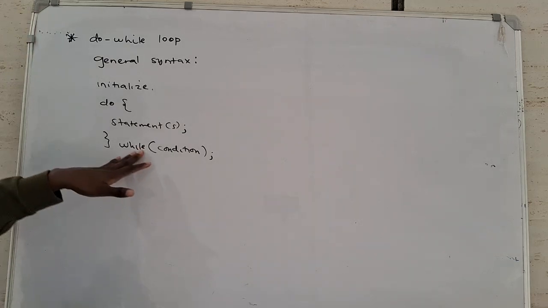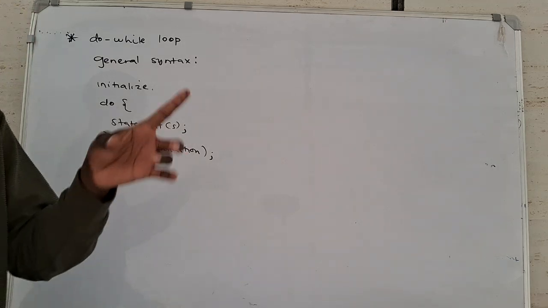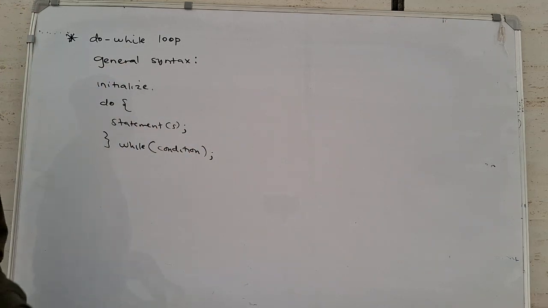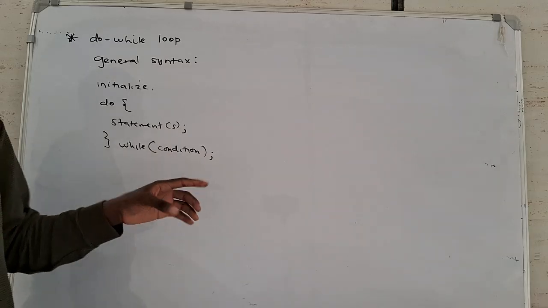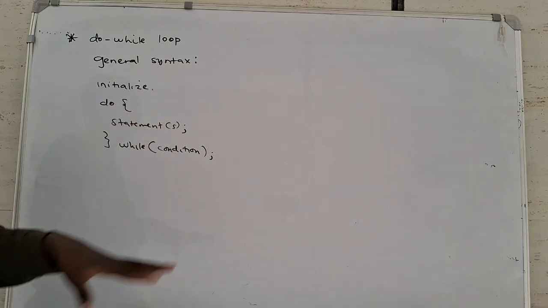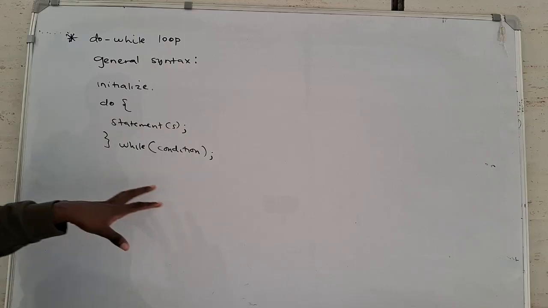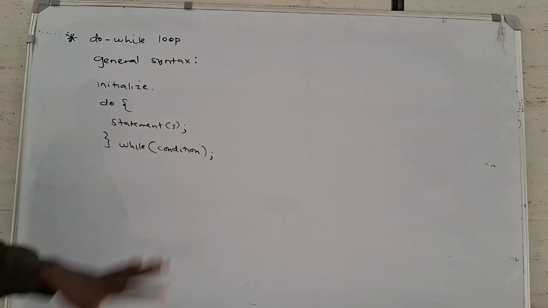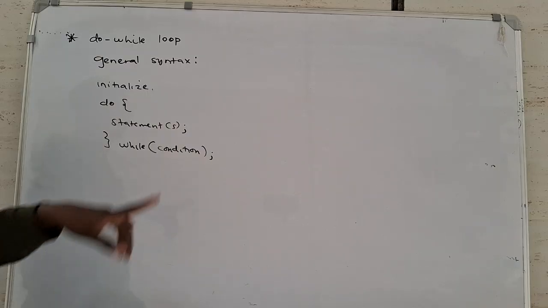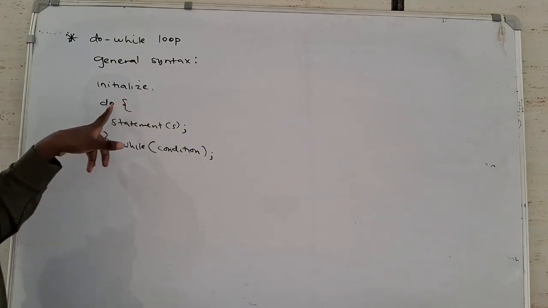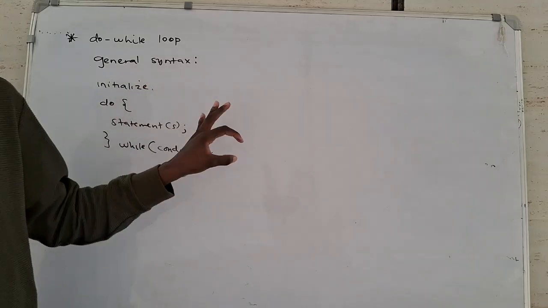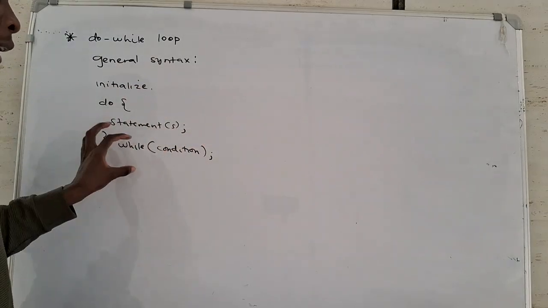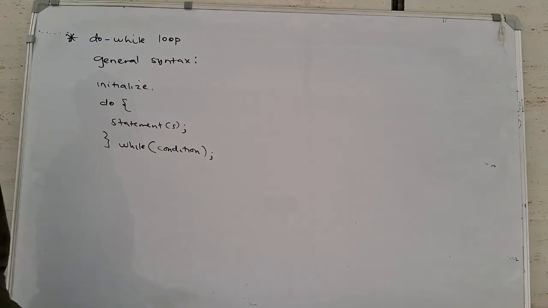See, in the do while loop, the condition is being checked at the last. The condition is being checked after the execution of these statements. This is the general syntax. You are supposed to initialize. Then the compiler should do this. After doing, then it is supposed to check for the condition. Okay, so this is the general syntax.